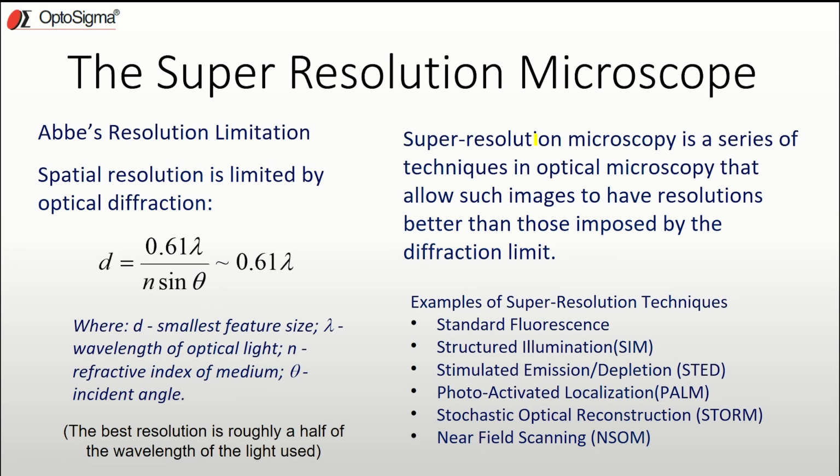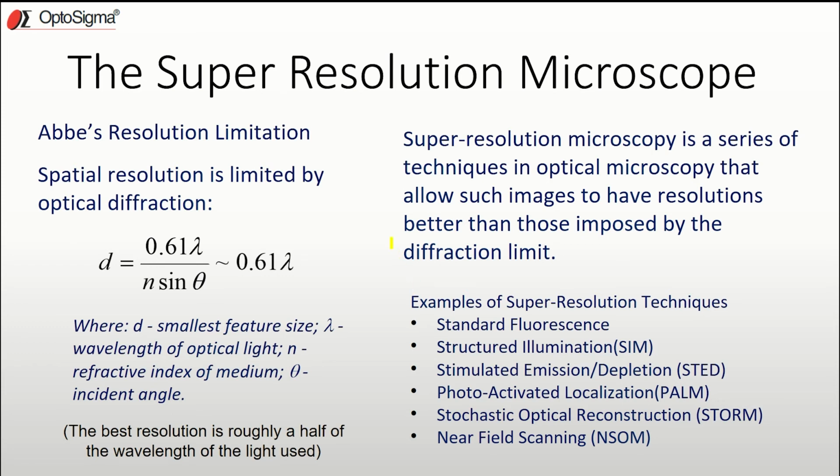Super resolution microscopy is a series of techniques in optical microscopy that allow images to have resolutions that are better than those imposed by the diffraction limit. There are many examples of super resolution microscopes, and some of them I've listed here. We have standard fluorescence, which we're all familiar with, but there are quite a few more. There's structured illumination microscopy. There's also stimulated emission depletion microscopy, sometimes called STED. There's photo-activated localization microscopy, that's PALM, stochastic optical reconstruction microscopy, or STORM, and finally near-field scanning, which is NSOM.